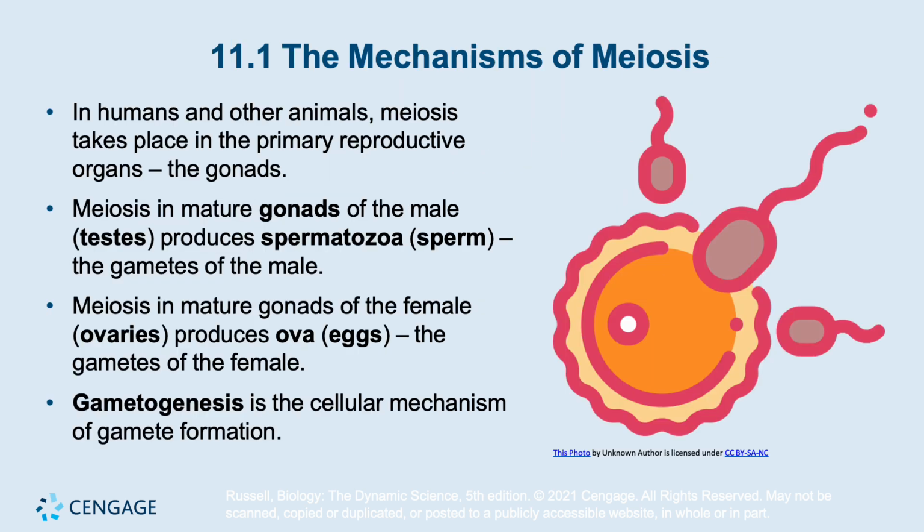Okay. So, in humans and other animals, meiosis takes place in the primary reproductive organs, which we call the gonads. For males, yung mature gonads, we call it the testes. And it produces the spermatozoa, or what we commonly know as the sperm cell. On the other hand, for females, the mature gonads are called ovaries, and it produces the ova or the egg cell. And then, syempre, before maging egg cell and sperm cell, itong mga gametes natin, first, they were a germ cell. Okay? Germ cell muna yung tawag nila sa kanila.